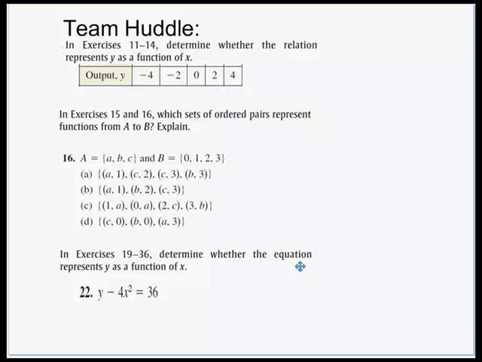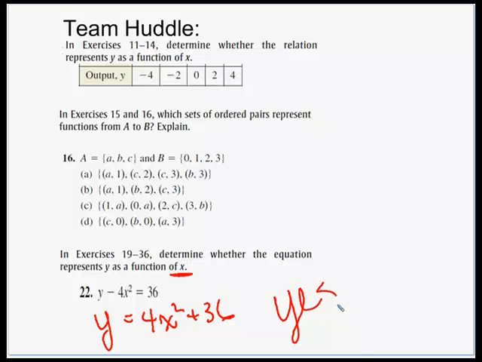Okay, this one here, determine if the equation represents y as a function of x. That just means as a function of x. X is our independent variable, so we want to solve for the other one. So to solve this for y, we would just add 4x squared to each side. So we have 4x squared plus 36. Y equals a single thing. We didn't have to square root both sides and get positive and negative roots. So yes, that is a function.